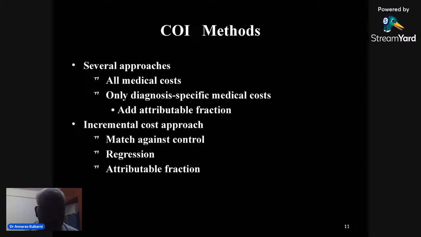Or by matching cases to controls or running regression analysis, you can assess the incremental or marginal medical costs for people with hypertension compared to a non-hypertensive group. There are regression methods available to help solve some of the problems associated with data's observable and non-observable confounding factors.